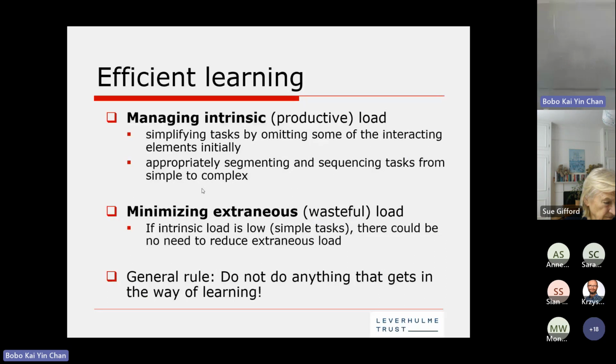So general rules in this case we can say here: don't do anything that gets in the way of learning. Extraneous cognitive load is something that gets in the way of learning, so we need to exclude it. Intrinsic cognitive load is something that is really part of learning, so we need to manage it properly and in this way see that the learning goal is achieved efficiently.